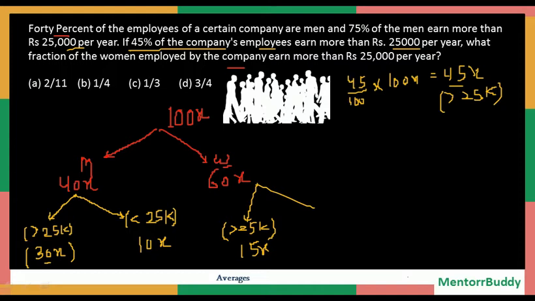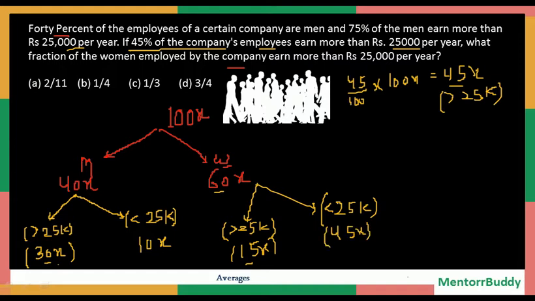So if 30x are men earning more than 25,000, then definitely 15x will be women earning more than 25,000. So the number of women who are earning less than 25,000 will be the remaining. Out of 60x, 15x of the women are earning more than 25,000. So the remaining 45x are earning less than 25,000.